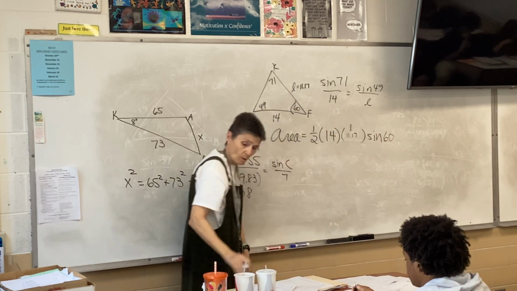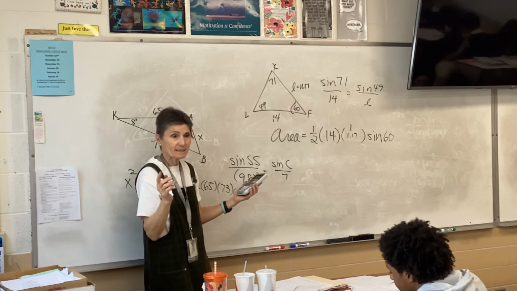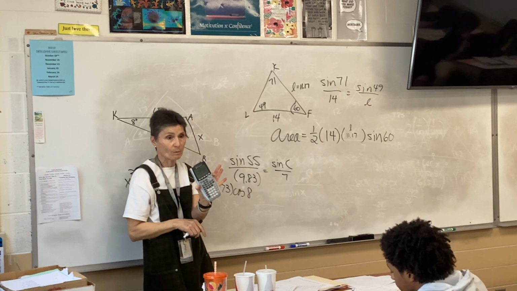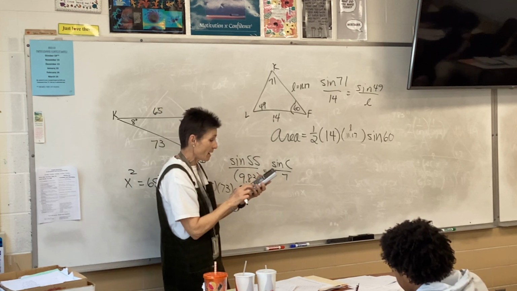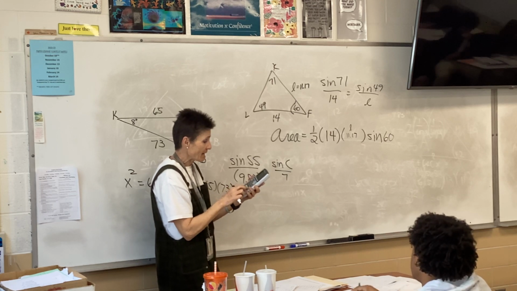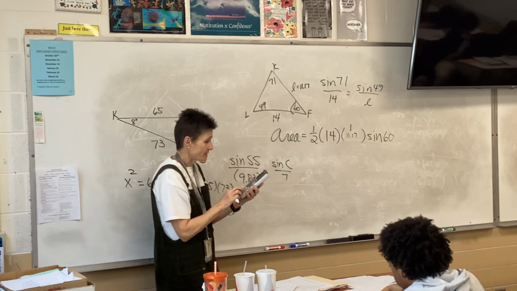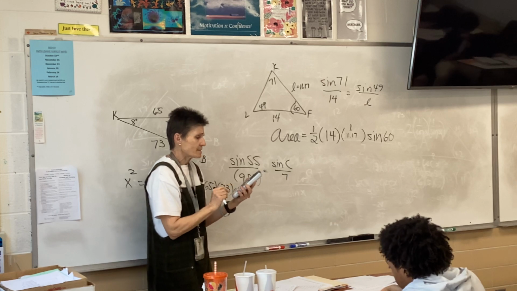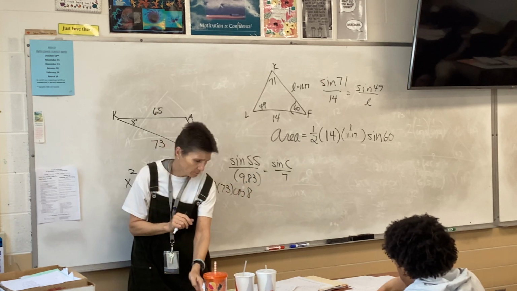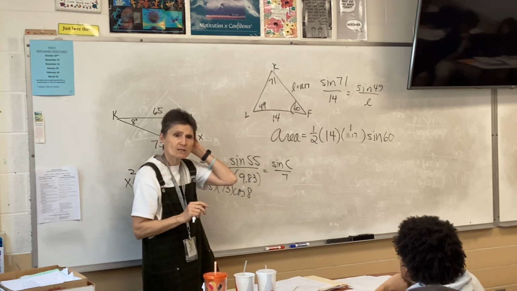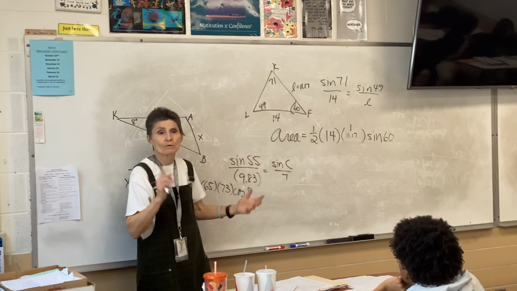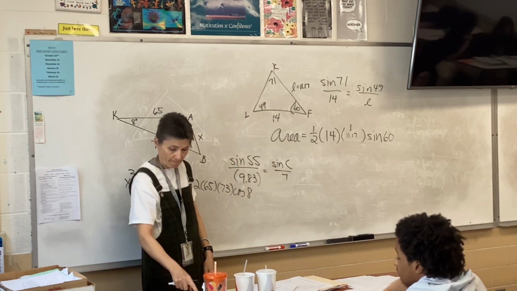And this is another one, Sabrina, where I don't need to round anything off because I still have the 11.17 right here. So times 14 times a half times sine 60. And 67.74. I don't know if there were units on that or not, but it's square units. Okay?